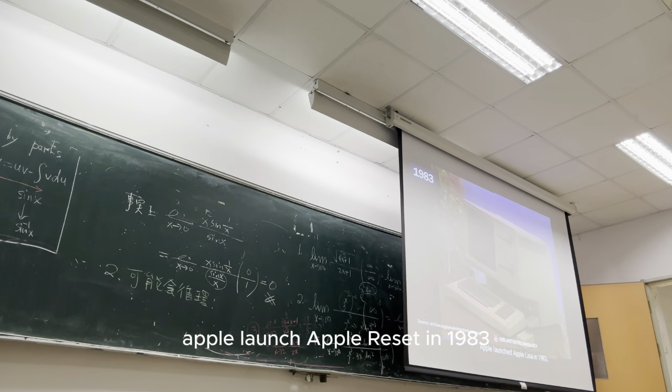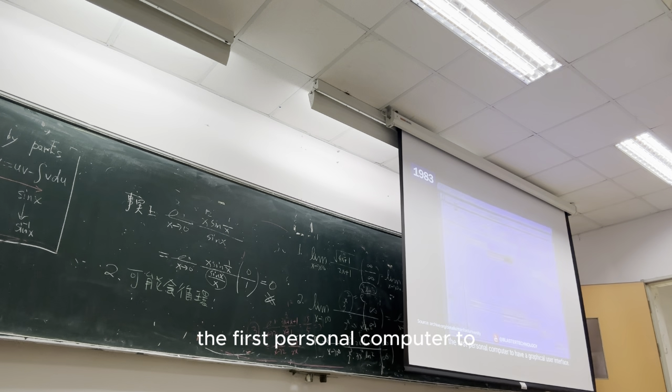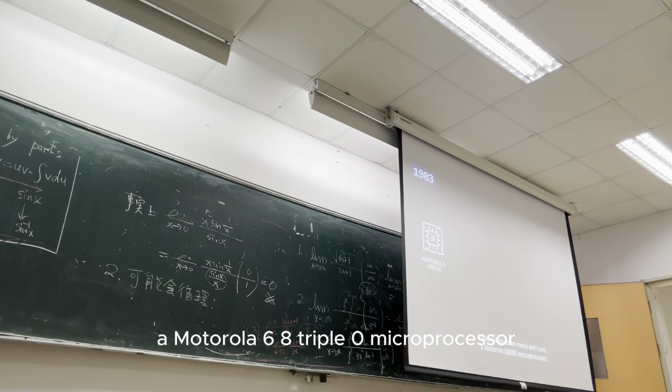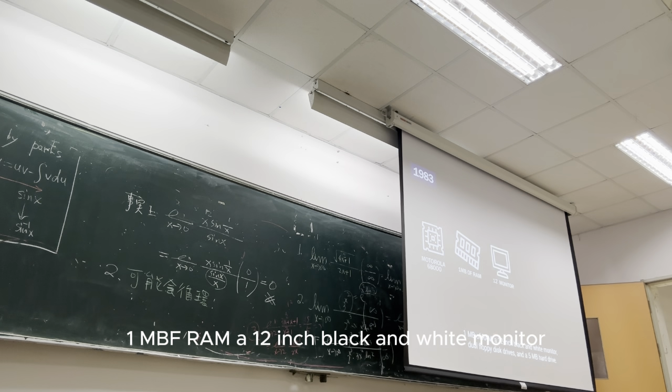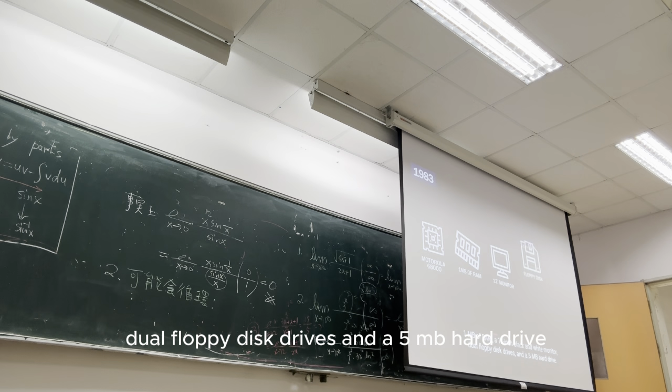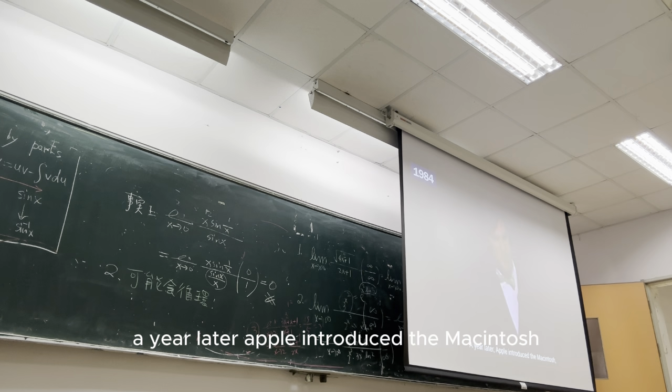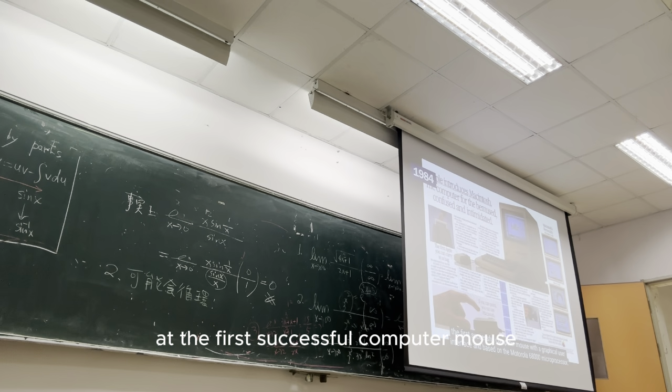Apple launched Apple Lisa in 1983, the first personal computer to have a graphical user interface. It had a drop-down menu and icons, a Motorola 68000 microprocessor, 1 MB of RAM, a 12-inch black and white monitor, dual floppy disk drives, and a 5 MB hard drive. A year later, Apple introduced the Macintosh, the first successful computer with a mouse and graphical user interface, based on the Motorola 68000 microprocessor.